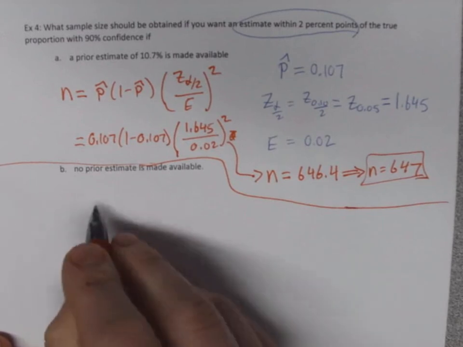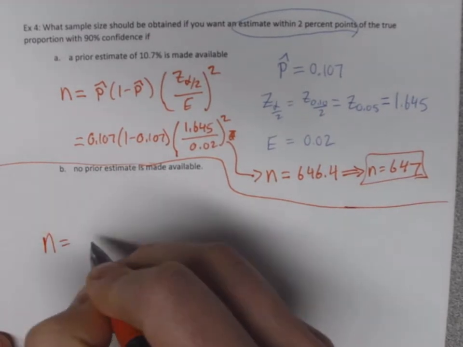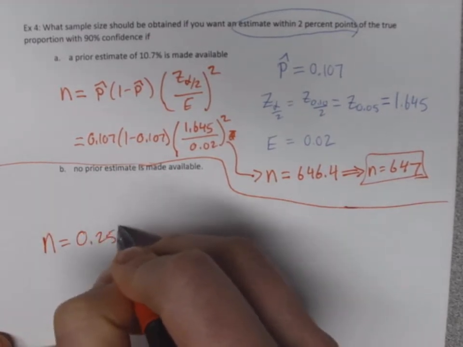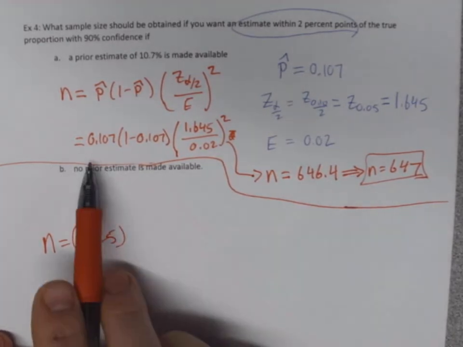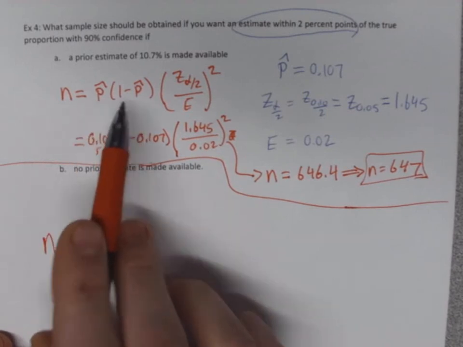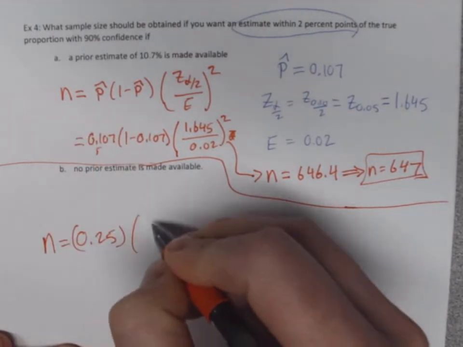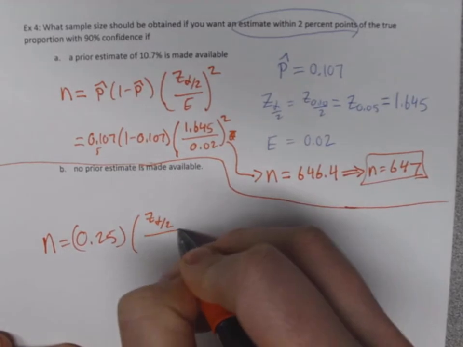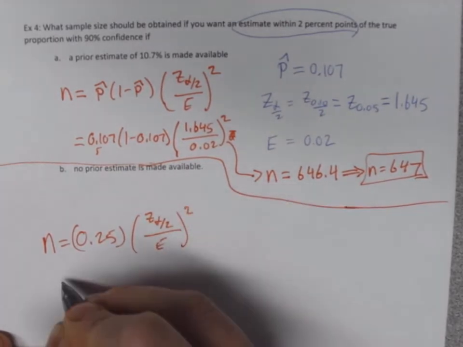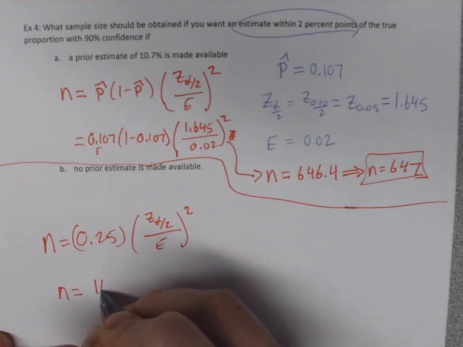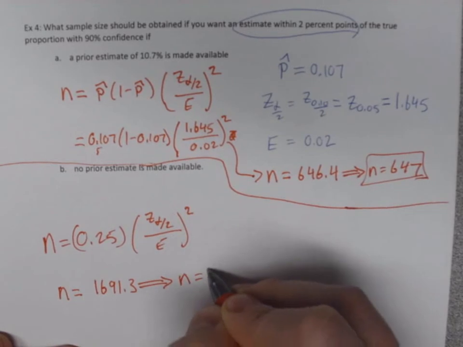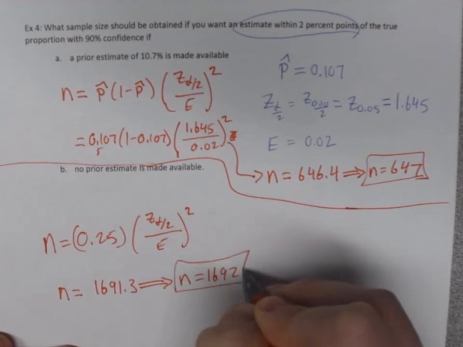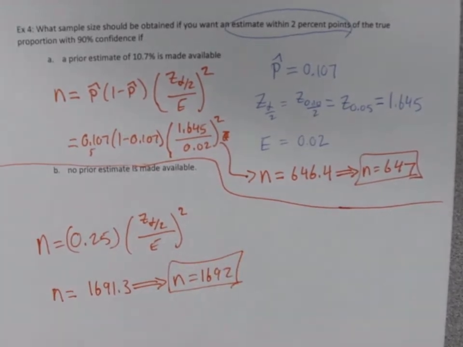All right, down here, where there's no prior estimate, we use the formula. The only thing that changes is now we're using 25% instead of p hat times 1 minus p hat. And then I'll just go ahead and give you the answer here. N is equal to 1691.3, which implies we need a sample size of 1692. All right, that's it for now.